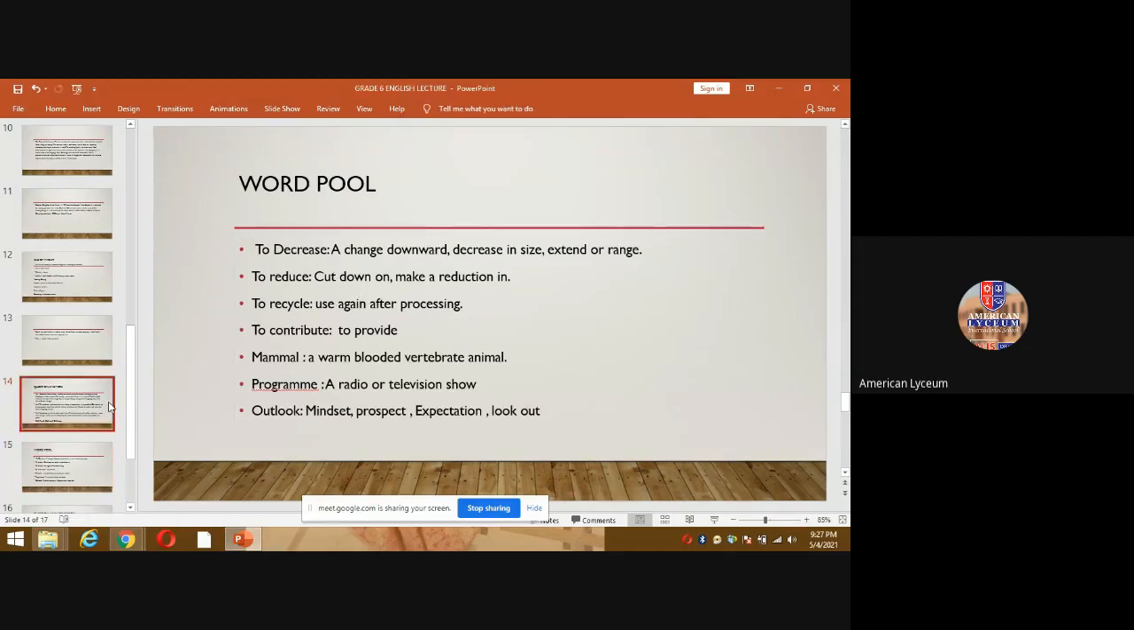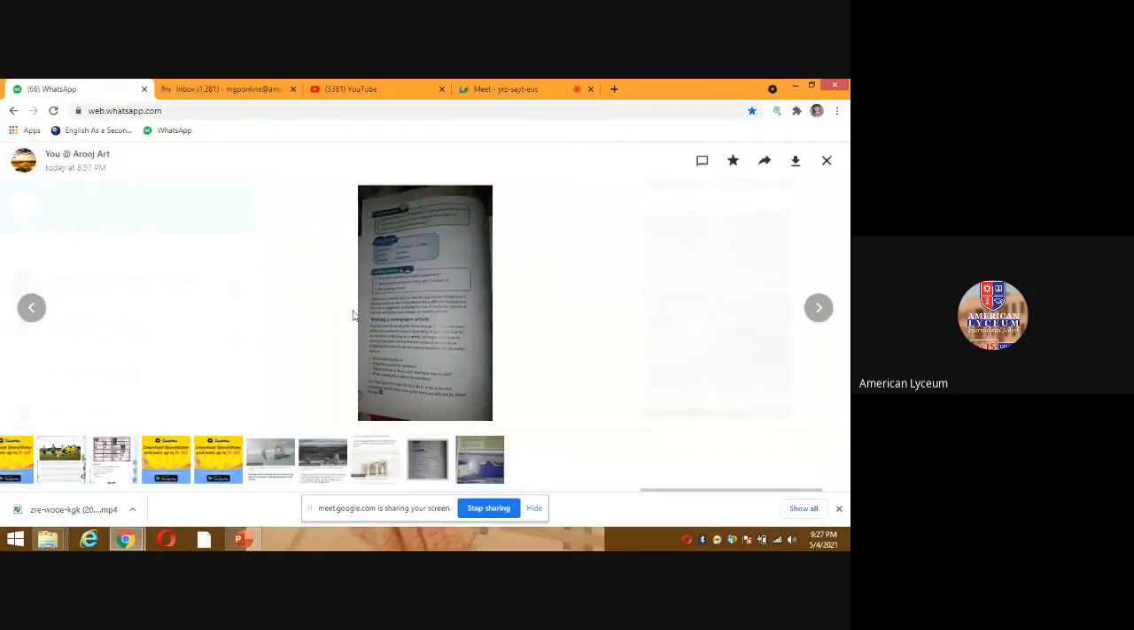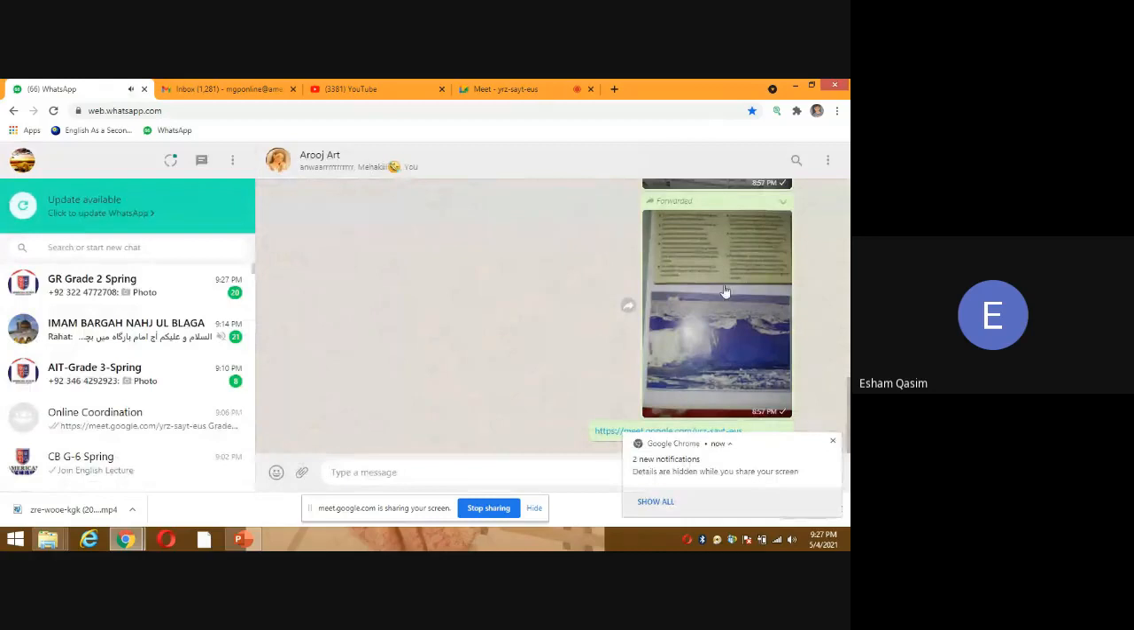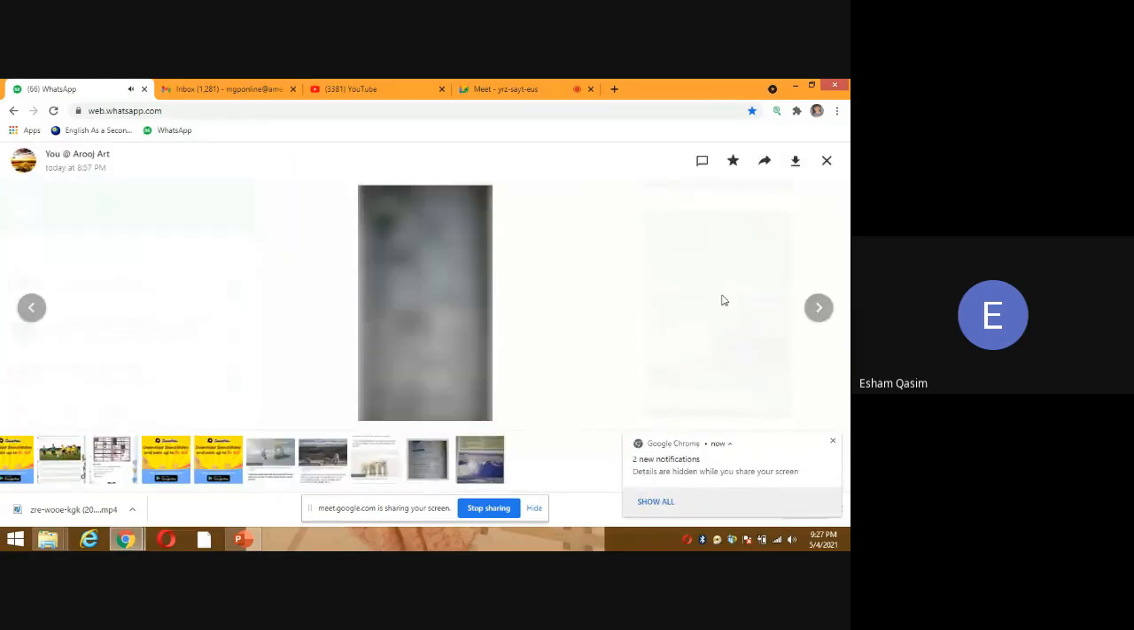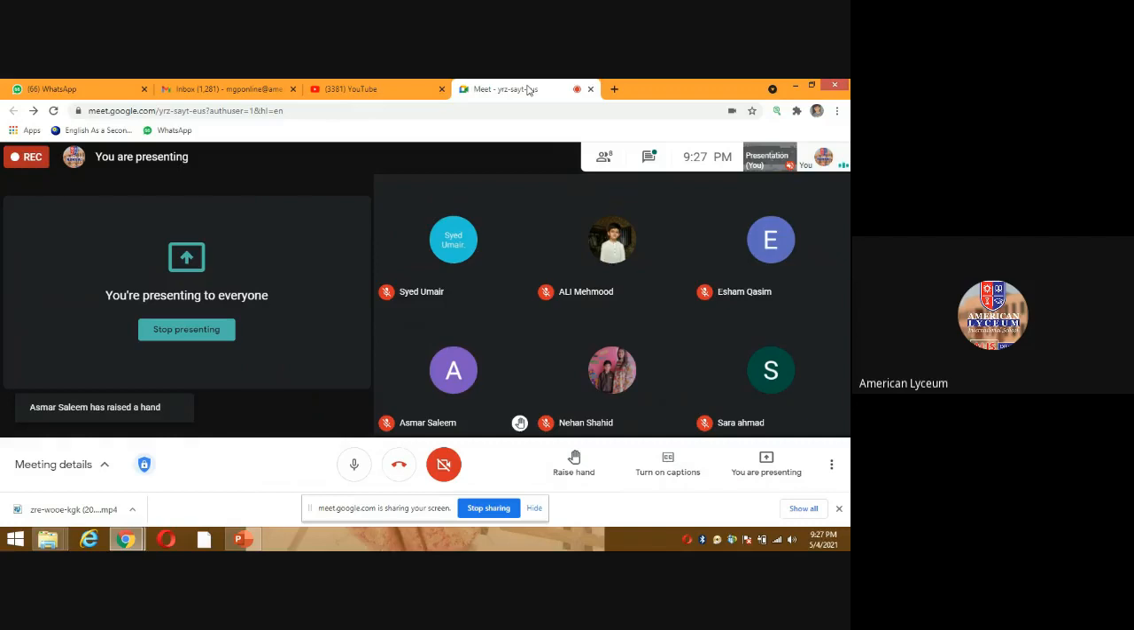And question answers too. Okay, good. So now let's read out further. Writing a newspaper article. Miss, if you are going to do question answers today, then you will send these questions. I don't understand. What are you saying? The comprehension question answers you have to write in your copies. You have to write them in your copies.